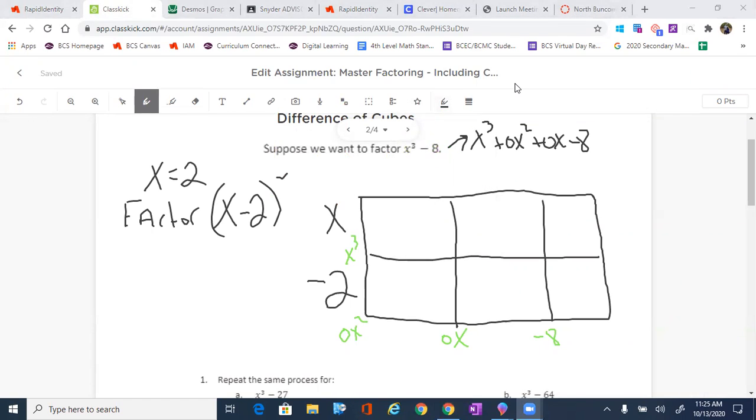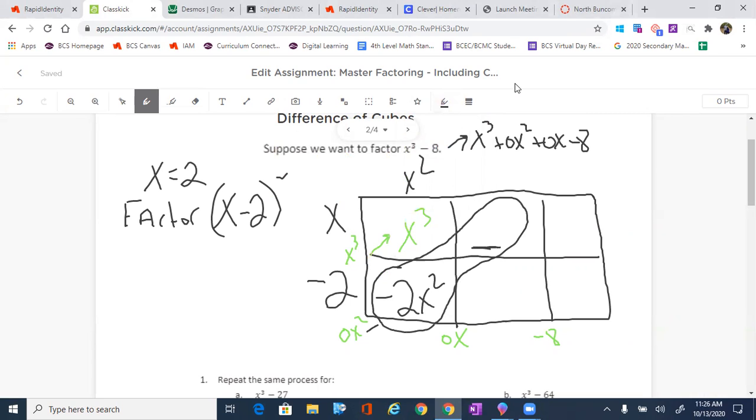If you remember, we take that x cubed and move it in. I ask, what do I multiply x by to get x cubed? I multiply by x squared. So x squared times x is x cubed. x squared times negative 2 is negative 2x squared. Back to division, what do I add to negative 2x squared to make it 0x squared? Well, that is 2x squared. What do I multiply x by to get 2x squared? Well, that is 2x. Then I multiply that 2x by negative 2 to get negative 4x.